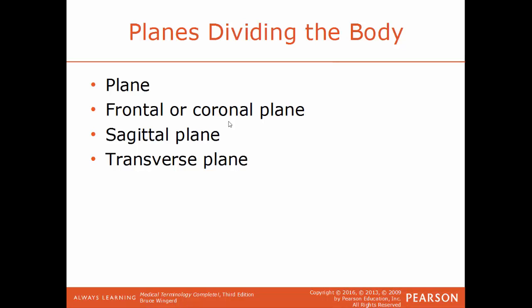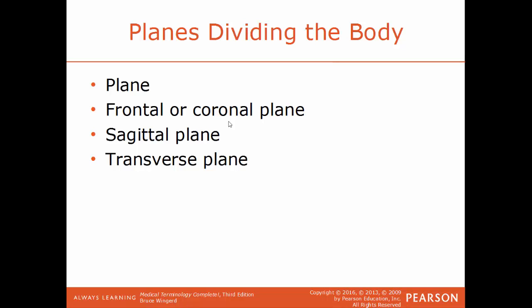So if that were to divide the body straight down, the front part of your body would fall forward, and the back part of your body would fall backward. So that's a frontal plane, or the coronal. Sagittal plane, this will divide the body right down the middle of the chest, so you have an equal right and left half of the body.